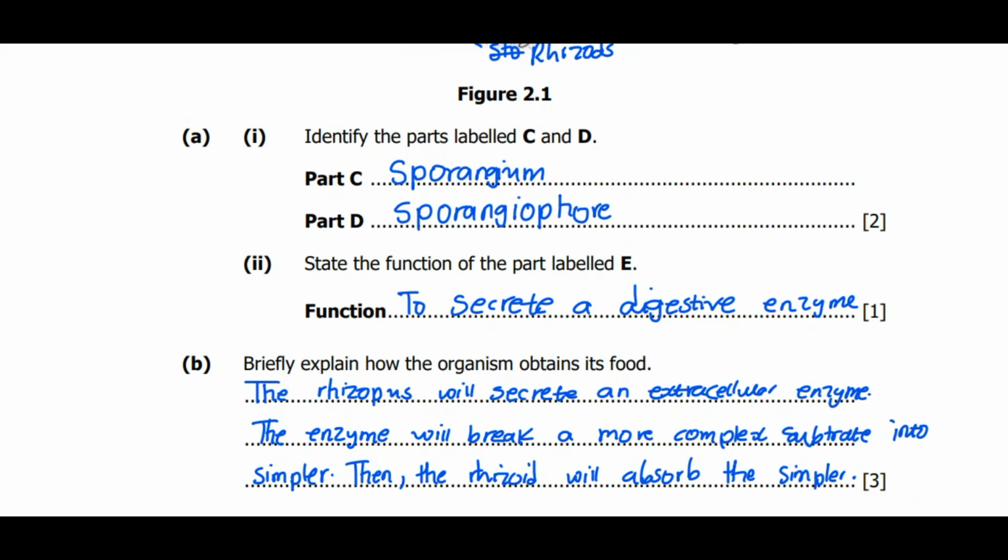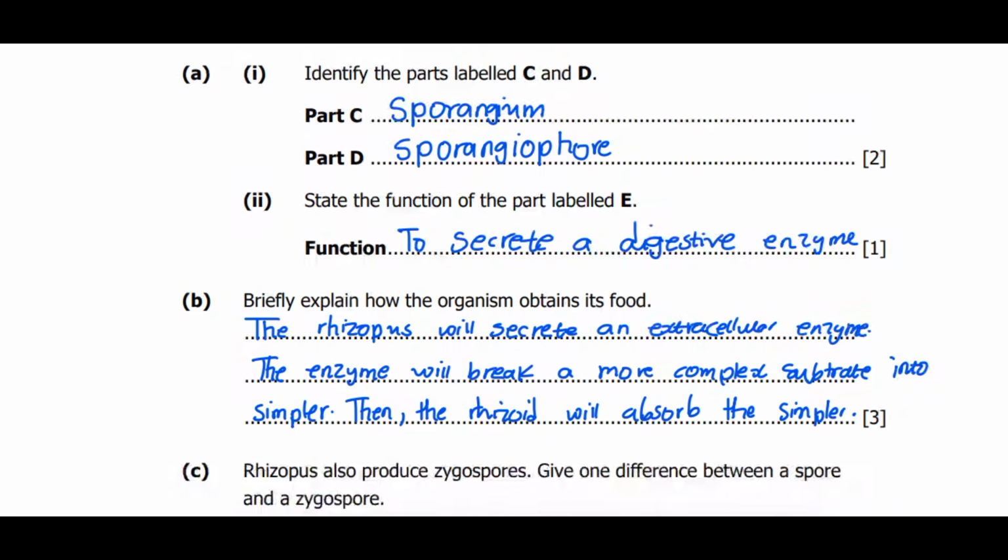So it's just a simplified one, but there is a lot that you are supposed to have in mind. The key point is the first one, there is the secreting of this extracellular enzyme. Then the importance of these extracellular enzymes is the breaking down of a more complex substrate into simpler ones. Then the rhizoid will come in to do its work to absorb the simpler ones. From there, the organism has the food that it requires.